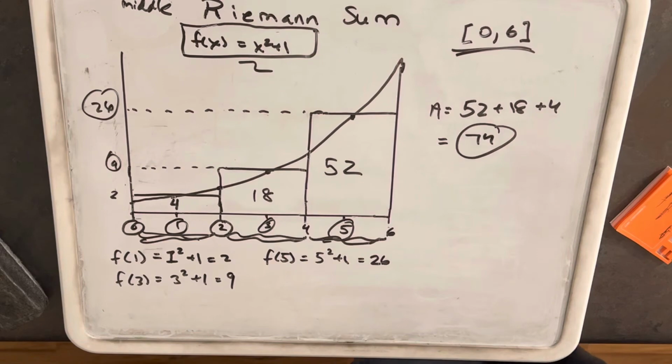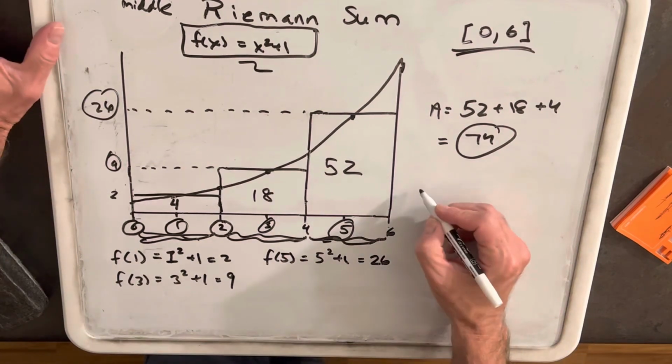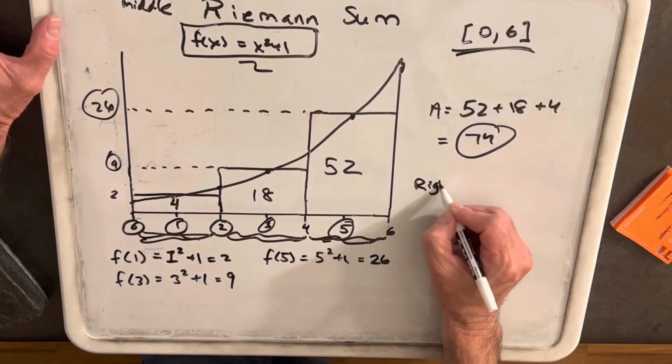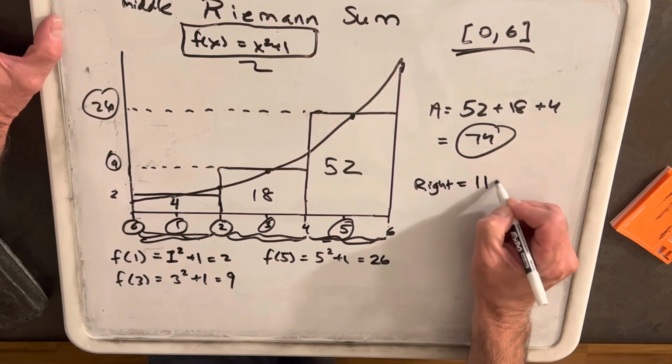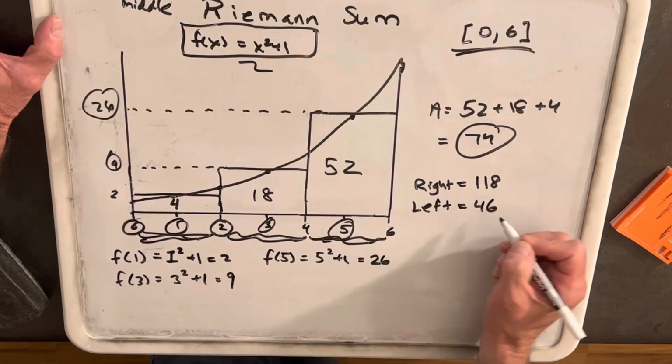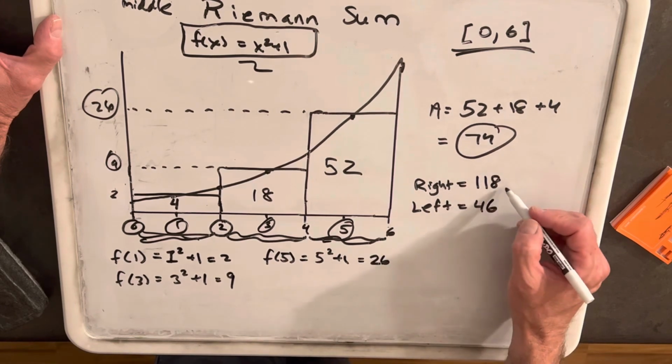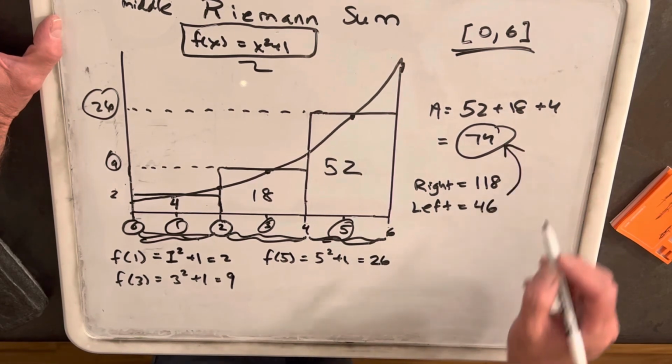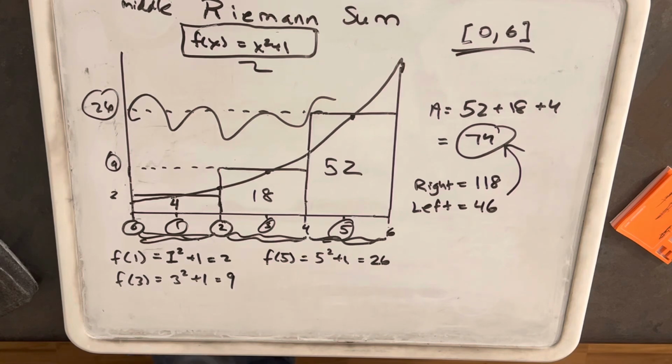That's interesting because in the first, when we did an estimate using a right endpoint, it was 118. From the left, it was 46. And now in the mid, we get a middle value. Okay, so that's the middle Riemann sum.